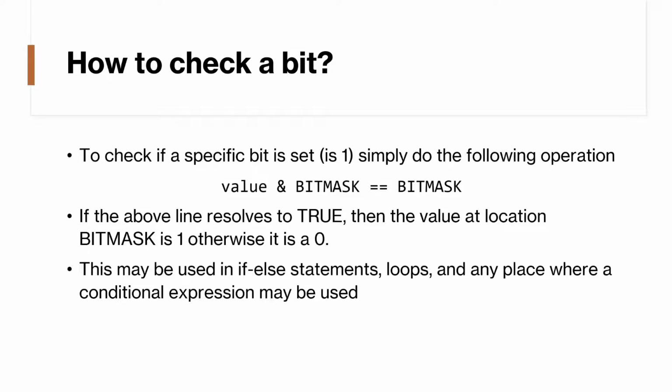So this will only be true if that bit mask location has a 1 in it. It'll be false if it has a 0 in it. Extremely useful. This can be used in if-else statements, loops, or any place where a conditional expression is able to be used. This is what gives all the previous operations power, because without this, the previous operations are useless. Like, you can't do anything with them if you can't check a specific bit.